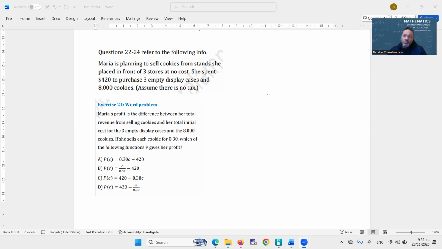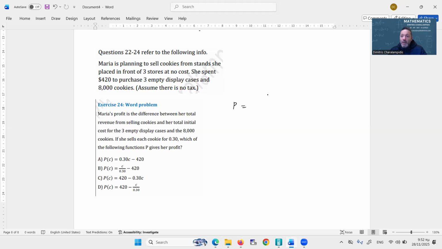So this should look pretty clear because we were told that the profit is the difference between the total amount spent to buy the 3 empty display cases and the 8,000 cookies and the amount she earned by selling them.